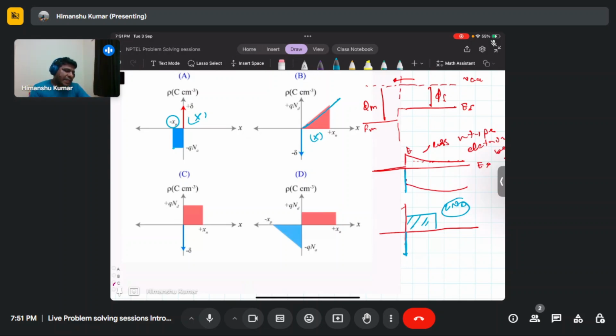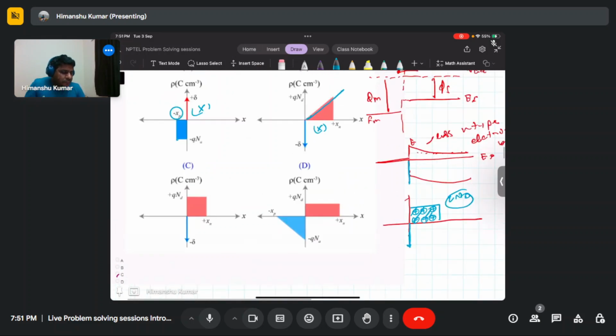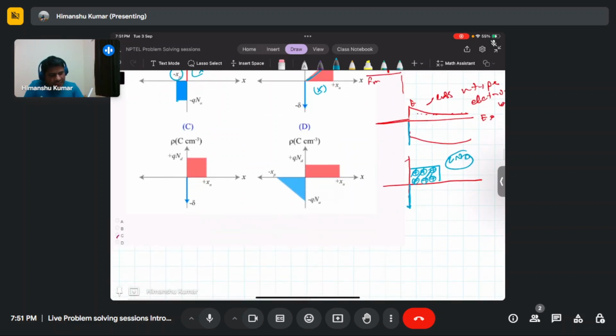After depleting the carriers, the immobile charge ions in the case of n-type junctions are positive donors, so the charge here will be a positive charge. So with the C option you can see the charge is qN_D, plus qN_D, and it extends up to x_n, and at the interface a minus delta charge is there.